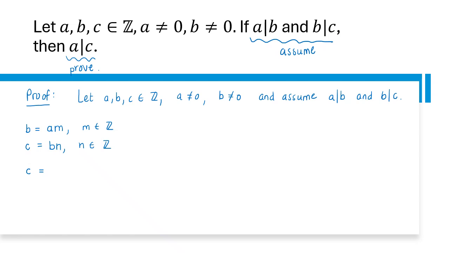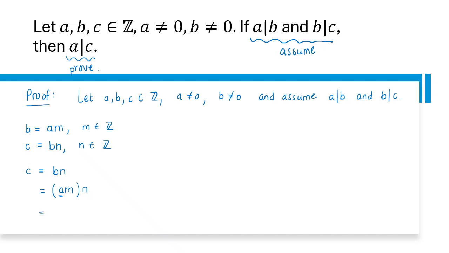Well, we know that C is equal to Bn. And we also have an expression for B. We've said B is equal to Am. So we can substitute this into our expression for C. We would like to show that A is one of the factors, and there it is.